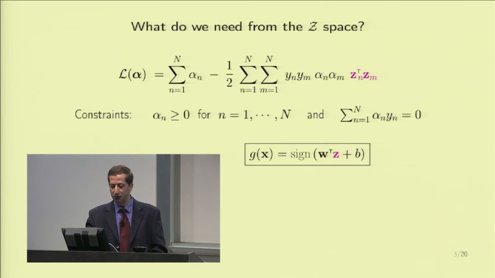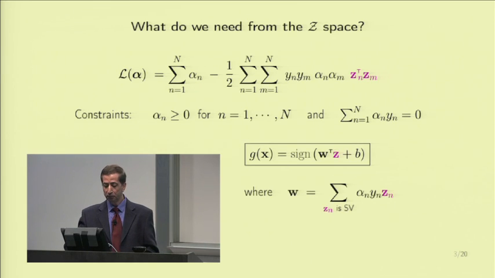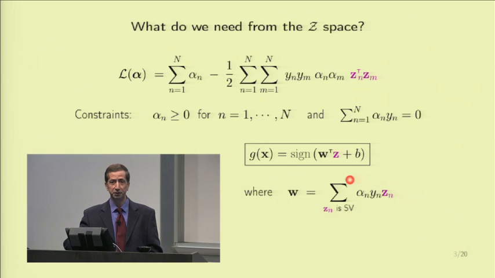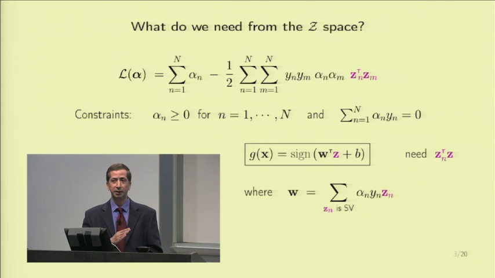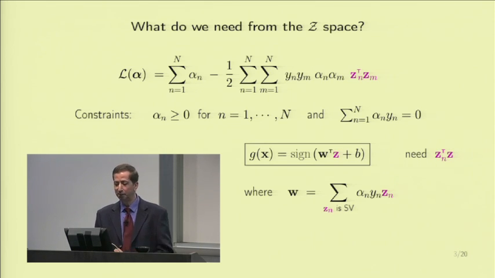Well, W is no mystery to us. We have solved for it explicitly. And we found that you can find W by adding up over all the vectors, but in particular over the support vectors that happen to have non-zero alpha, this quantity. If you take this quantity back and plug it in for W, what do you get in terms of what you need to compute? You need to compute inner products. Okay, that's encouraging.